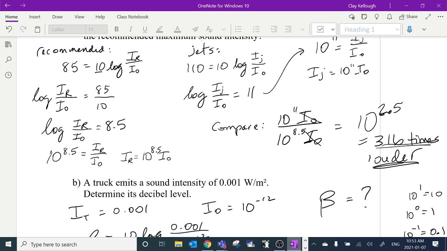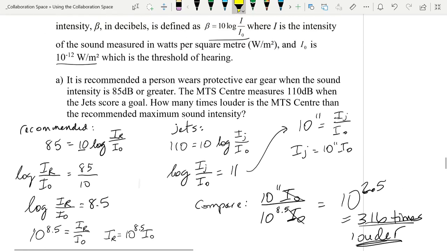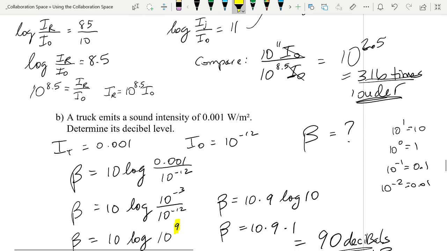I started the class by pointing out that I had a little bit of an error in my notes yesterday. I thought that the final answer for example 3, the one about sound intensity and how many times louder is a goal at the MTS center when the Jets score than the recommended maximum before we put on ear protection, was 2.5. I wasn't finished yet. The final answer is 10 to the power of 2.5, which ends up being 316 times louder. So you might want to go back to your notes and fix that.